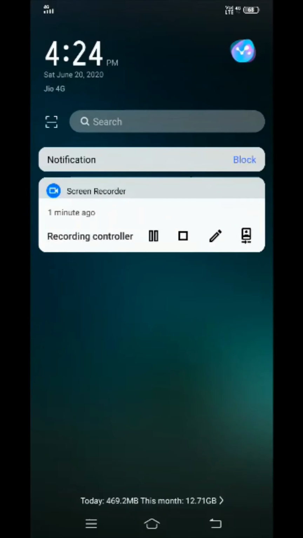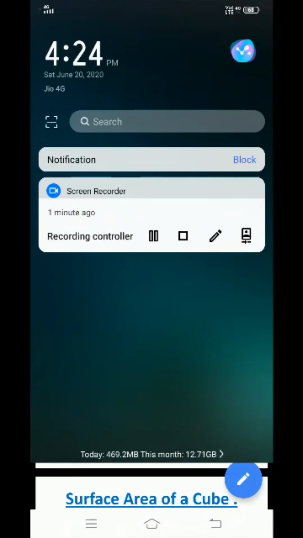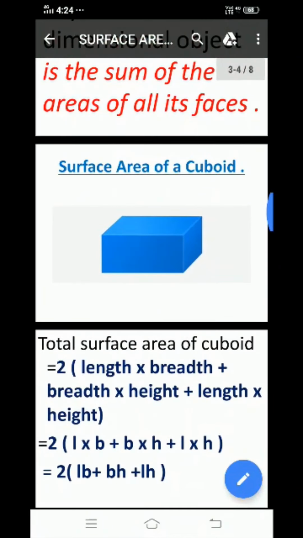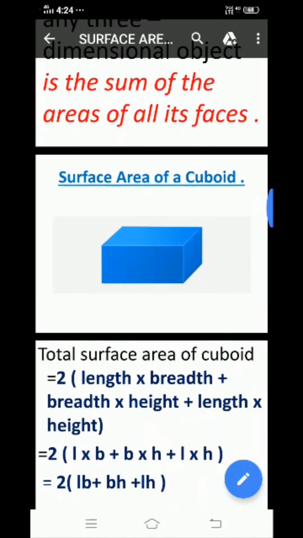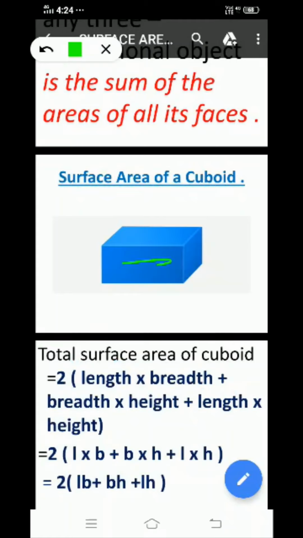Okay, now we will see some properties of a cuboid. A cuboid has 6 faces. Each face is a rectangle. Now see, a cuboid has 6 faces: 1, 2, 3, 4, 5, 6. And each face of a cuboid is in a rectangular form. If you observe each face, you will see it is in a rectangular form.